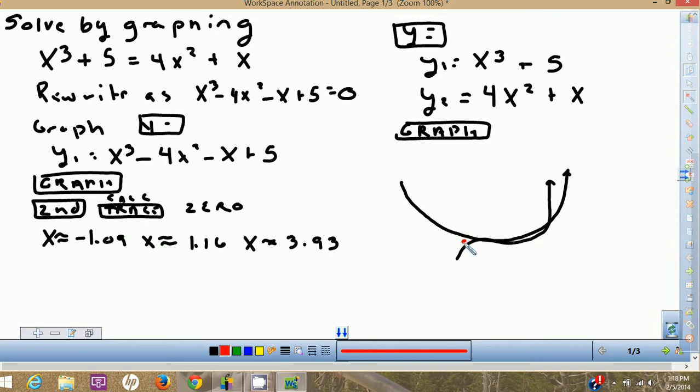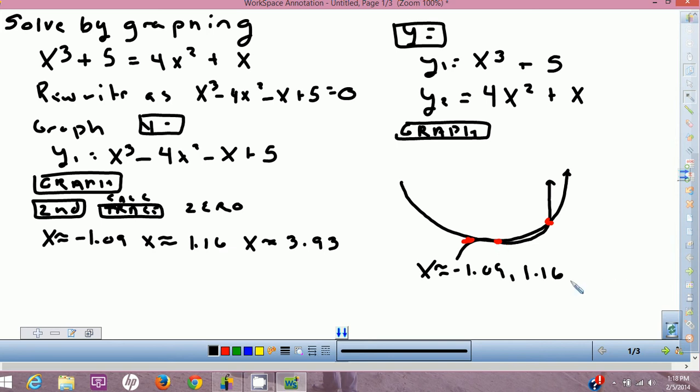So I'm looking for a point of intersection where these two come together, a point of intersection where these two come together, a point of intersection where these come together. On your calculator, second calc intersect to find those values, and you're just looking for the x values. And again, you'll get x is approximately equal to negative 1.09 for this first point of intersection, 1.16 for the second point of intersection, and 3.93 for the third point of intersection.